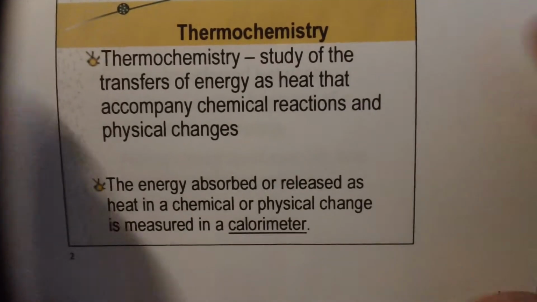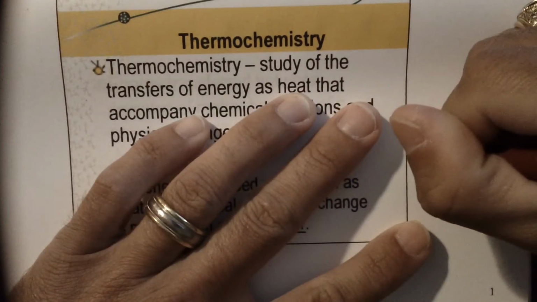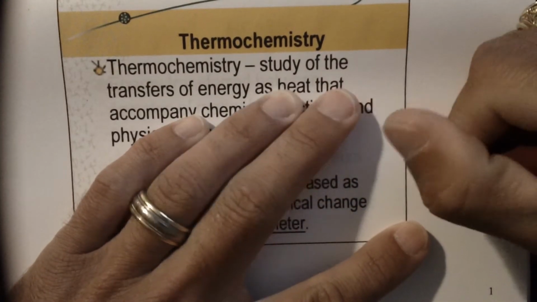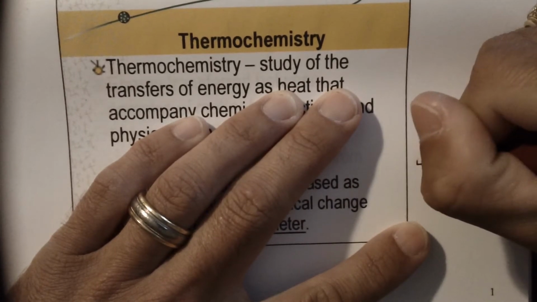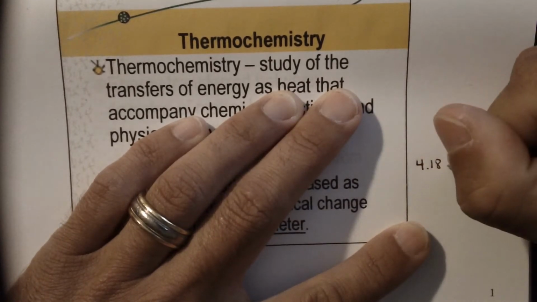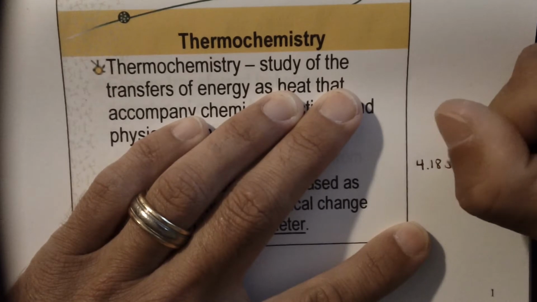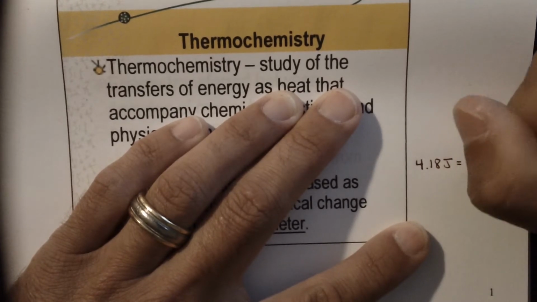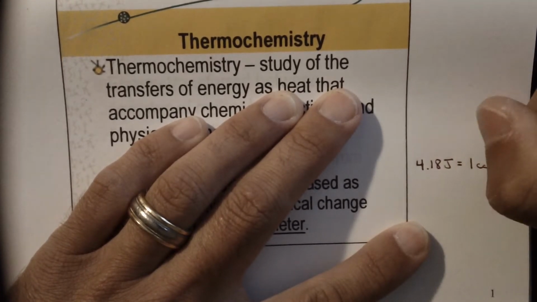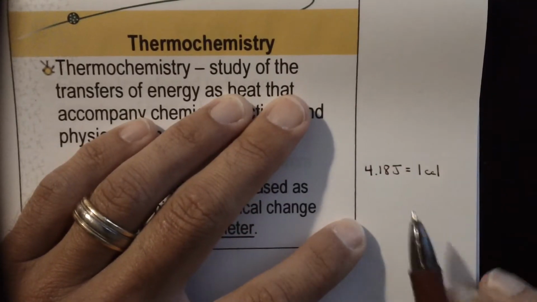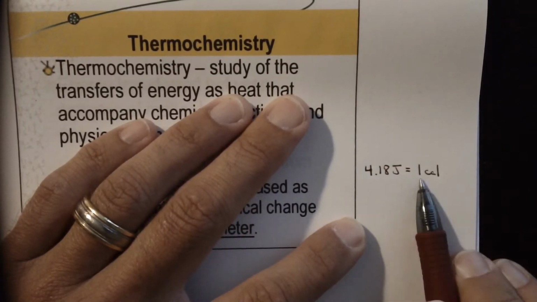And so we're going to talk about calories some. Well, you'll see joules some in this chapter. There are 4.18 joules equal to 1 calorie. So there's our conversion for us.